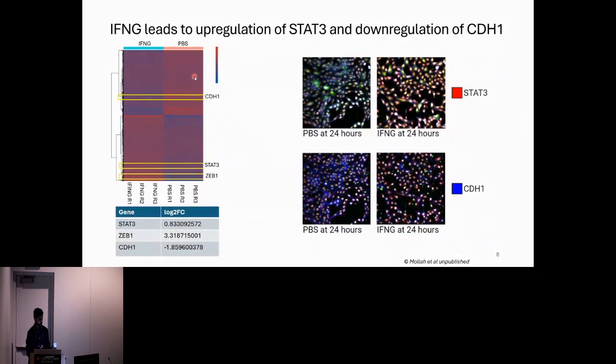If we look at the RNA sequencing data and the cyclic immunofluorescence data, we see that alongside this loss of CDH1 expression, we have gains in STAT3 expression, as well as gain in ZEB1, which again was mentioned in the previous talk, suggesting that these proteins are involved in a regulatory network with each other.